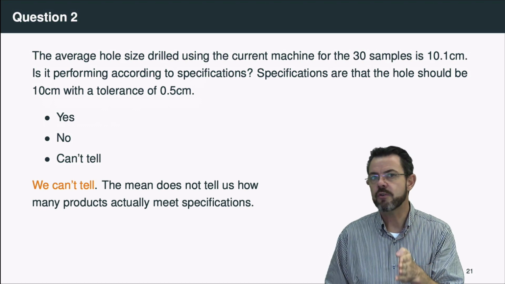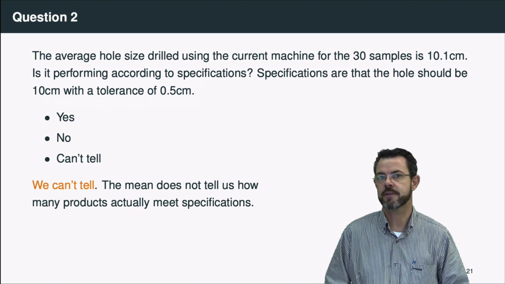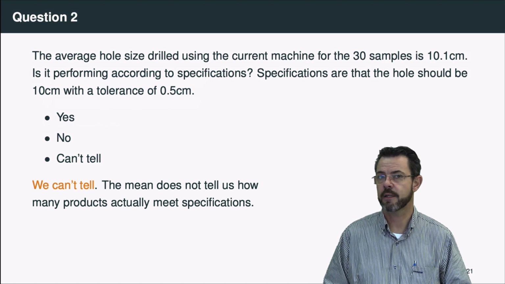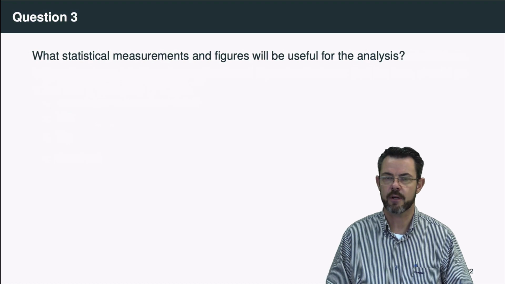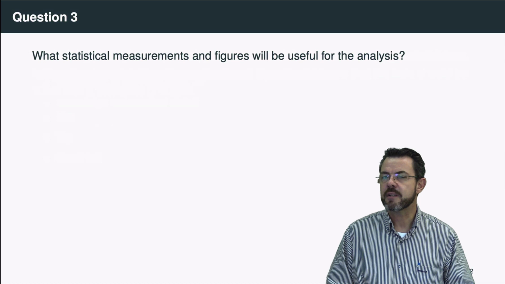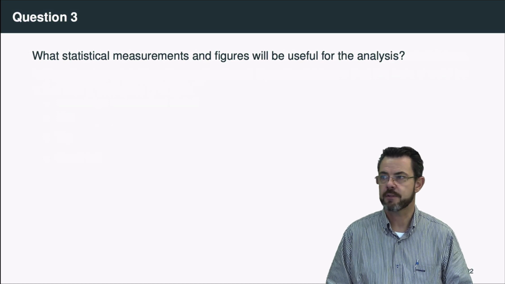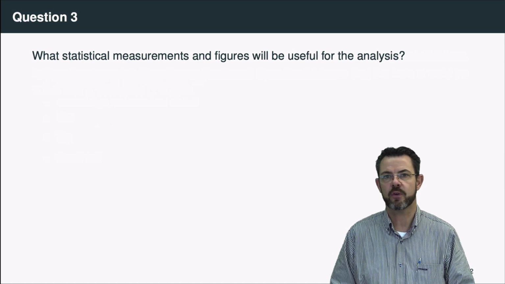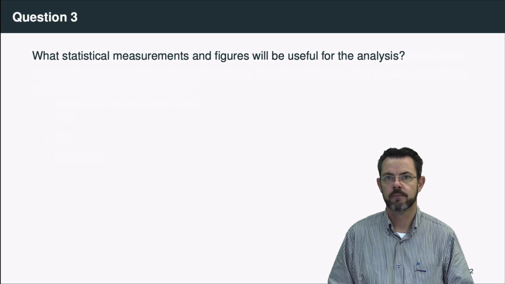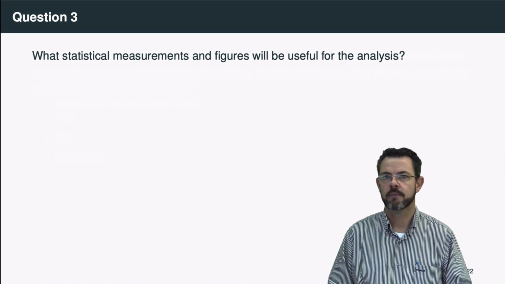So we cannot use the mean. The mean is a very dangerous metric to actually use. We'll get to that and demonstrate that towards the end of this video. So my third question is, what statistical measurements or figures can actually be useful in this particular analysis? Can you think of something? Plot them.